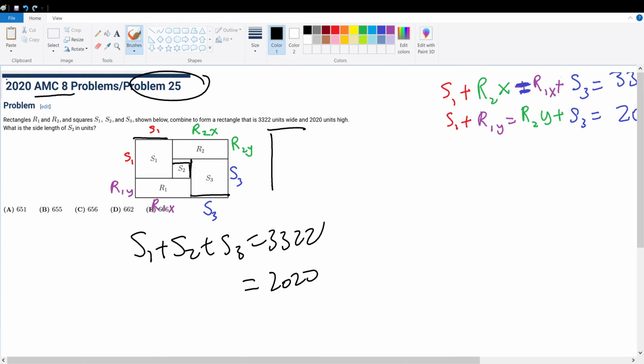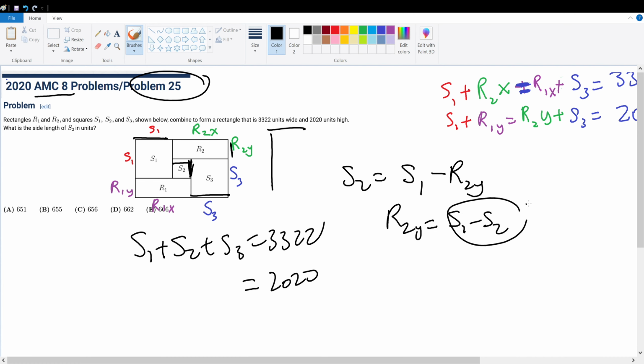Let's do this. We see that S2 can be rewritten as S1 minus R2Y. So let's call this R2Y. So R2Y is equal to S1 minus S2. Now to find out the total height of this, this is equal to R2Y plus S3. Now R2Y we have found is S1 minus S2. So this is actually equal to S1 minus S2 plus S3 is 2020.